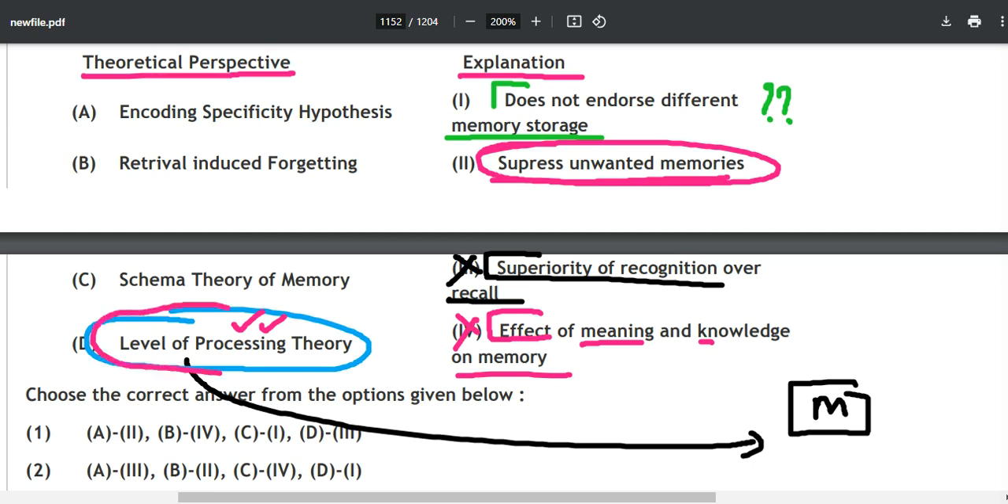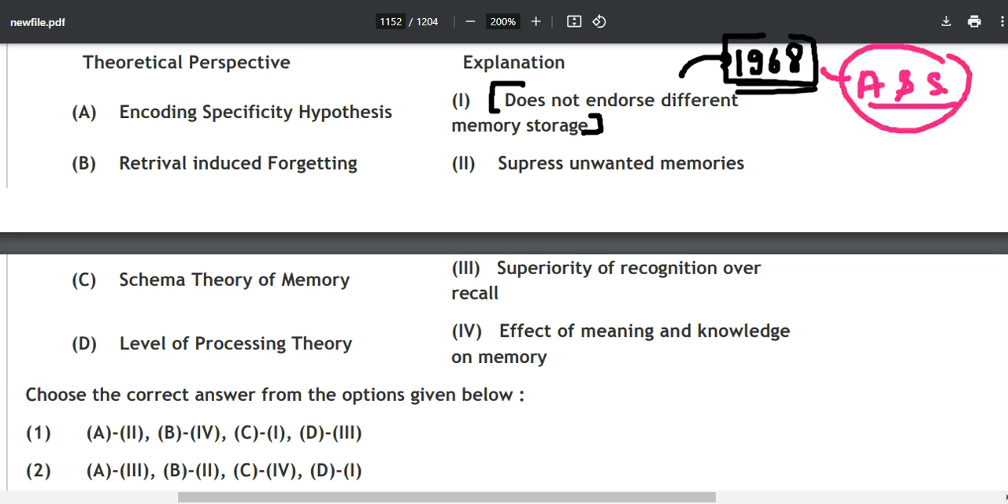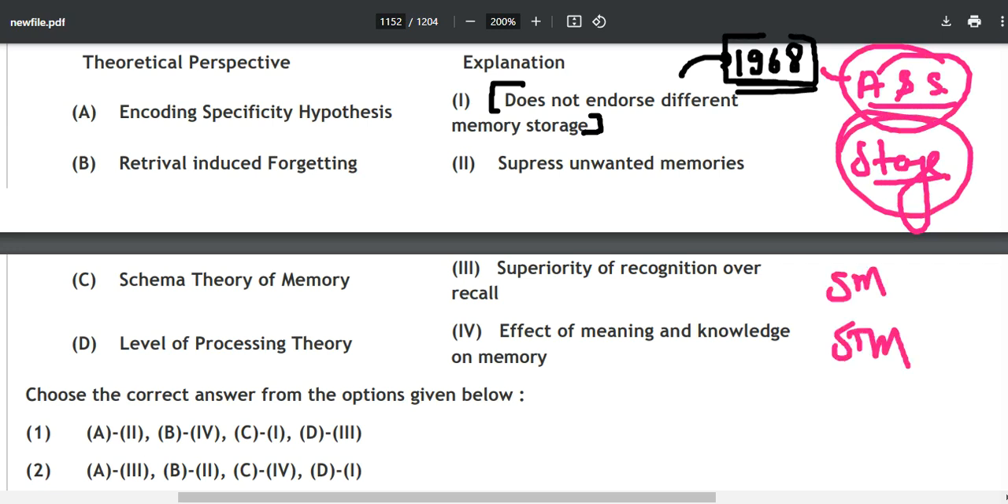Okay, so if you read the complete Craik and Lockhart model, you will understand why the second, third and fourth are not the options over here. So what is the correct option? The correct option is the first, does not endorse different memory storage, and this is absolutely correct. Why? Because as soon as you read this statement, what reminds you, what came to your mind? 1968. What I have told you in the previous video, everything is related to each other. In 1968, what came up? Atkinson and Shiffrin came up with the idea of the stage model or models of memory, like sensory memory, short-term memory, long-term memory.